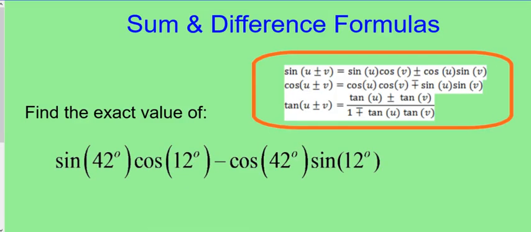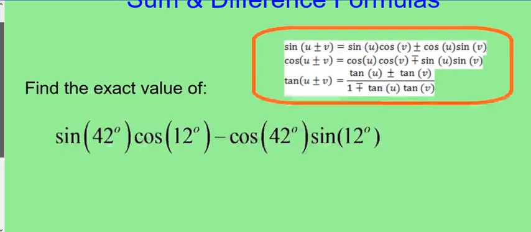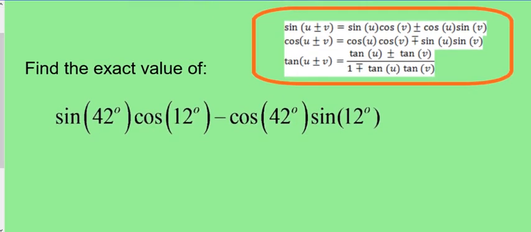All right, so now for this one, it's a little bit different because it's in what we would call expanded form. And we want to see, okay, is there a way I can figure out my exact value and utilize these formulas? Well, the first thing you should notice is the pattern, right? So we've got sine, cosine, cosine, sine. Which one of these formulas follows that pattern? The sine. And because there's a minus sign in between, we know that we're going to have a minus sign in between our two angles.